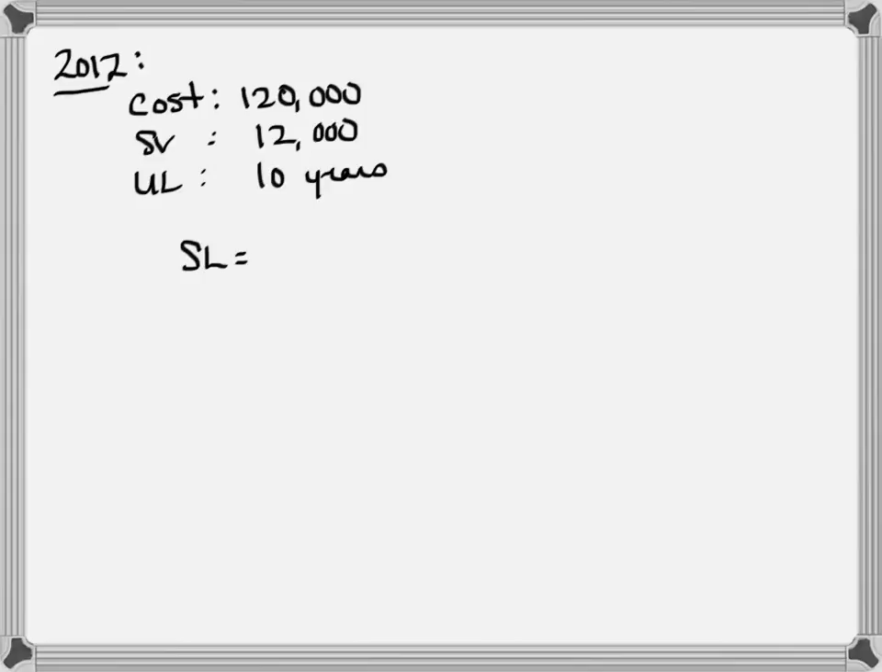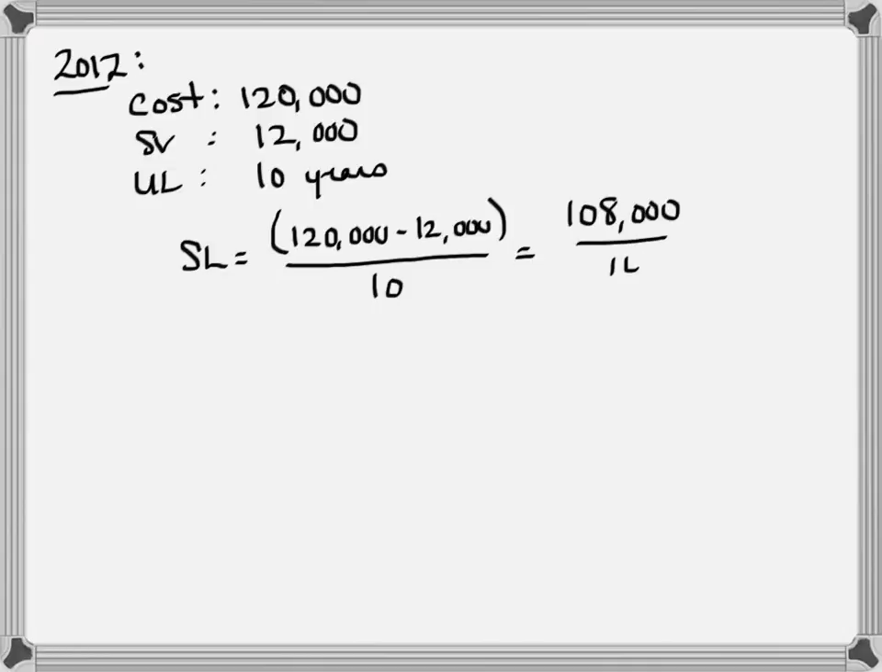So let's put it into our straight line formula and see what we get. Cost of $120,000 minus $12,000, and then we divide that by 10. So 120 minus 12 gives us $108,000. If we divide that by 10, we end up with $10,800. Now keep in mind that's $10,800 per year.